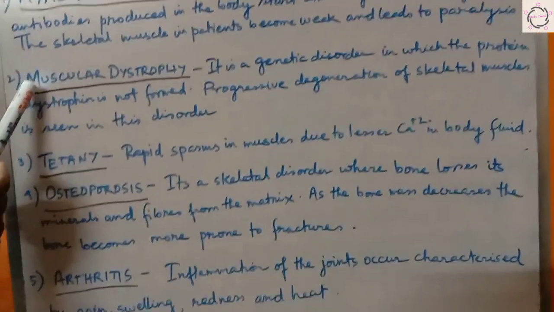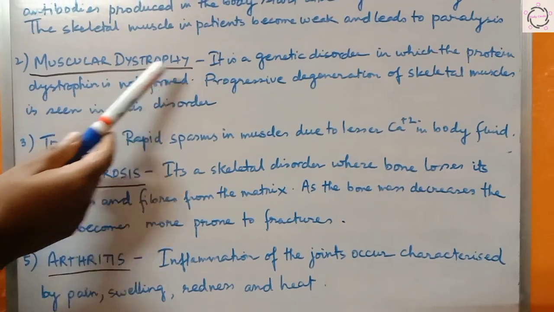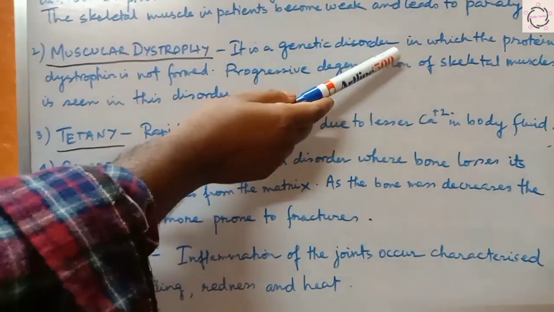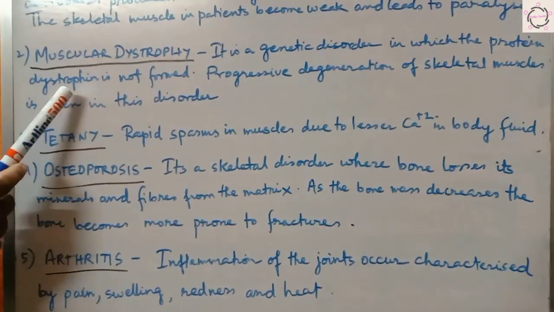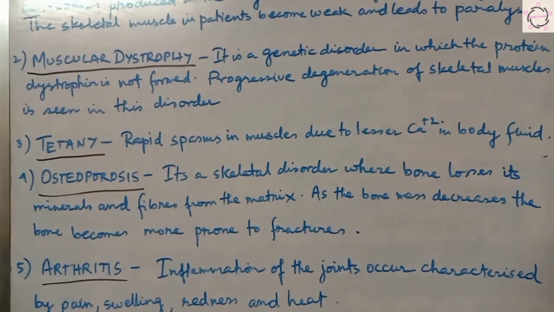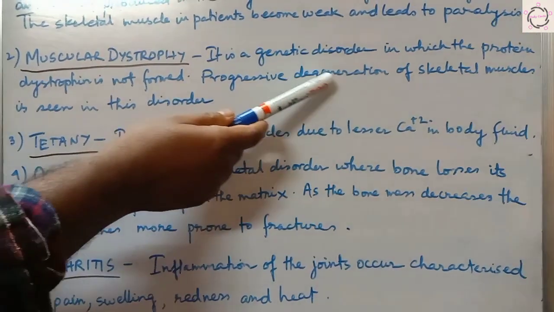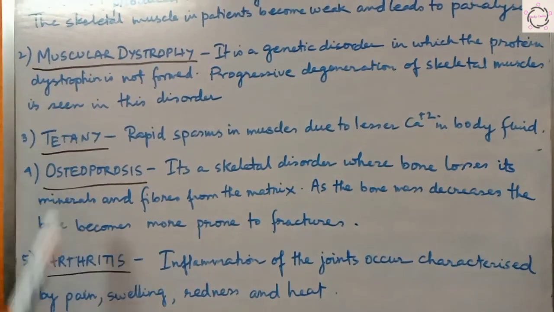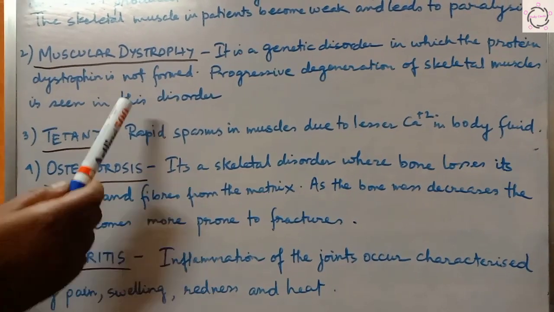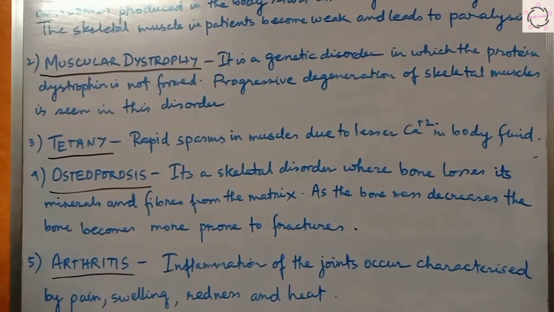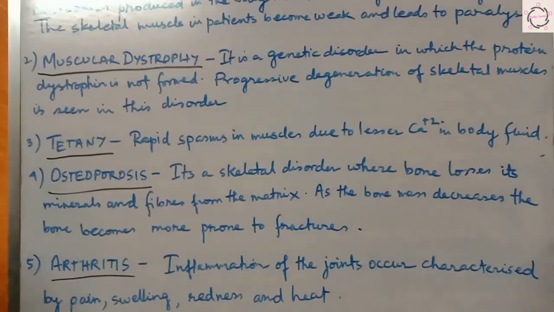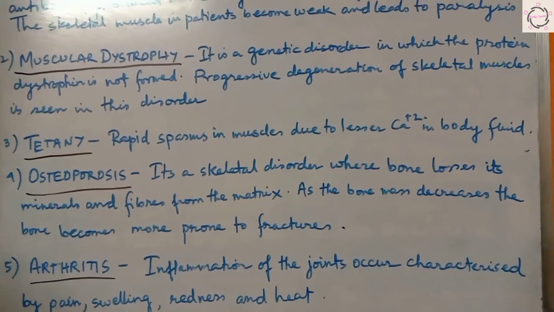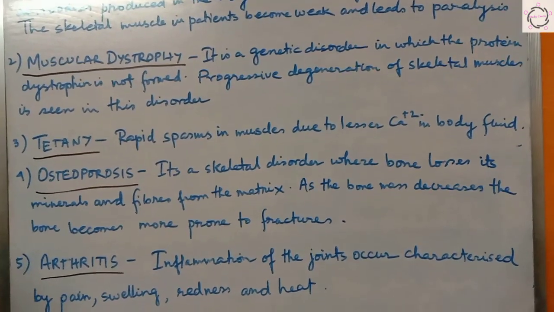Next, at number 2 is muscular dystrophy. It is a genetic disorder in which the protein dystrophin is not formed. So progressive degeneration of skeletal muscles is seen in this disorder. Now, prolonged degeneration of the skeletal muscles, that is in the case of muscular dystrophy.